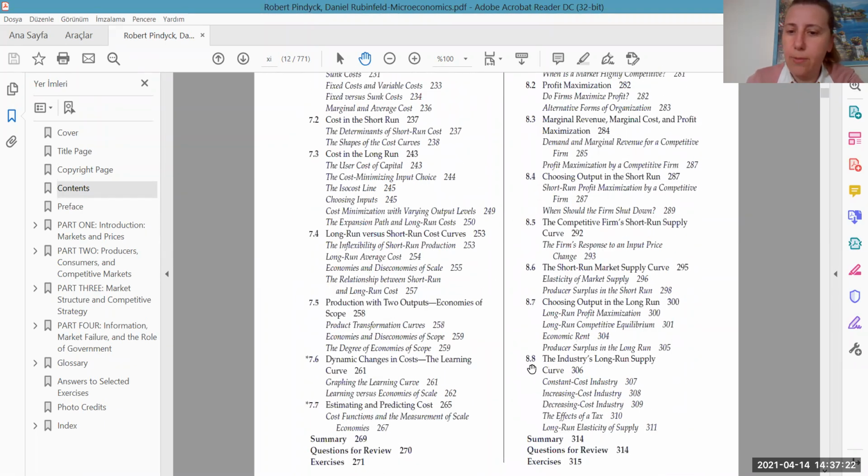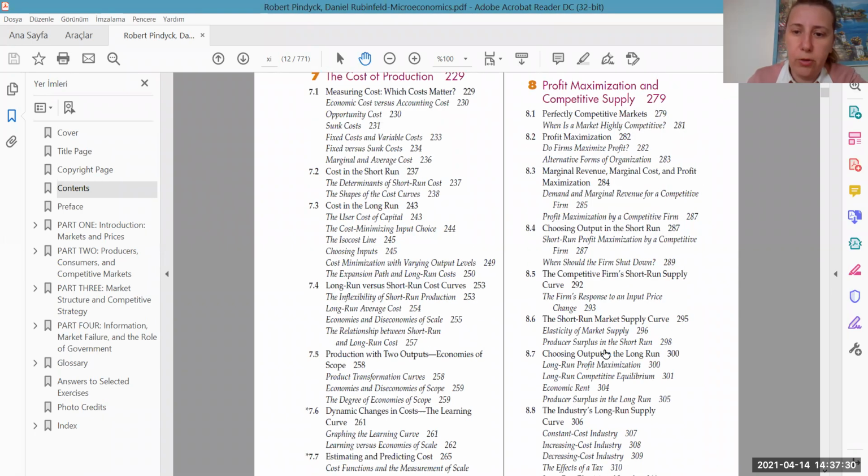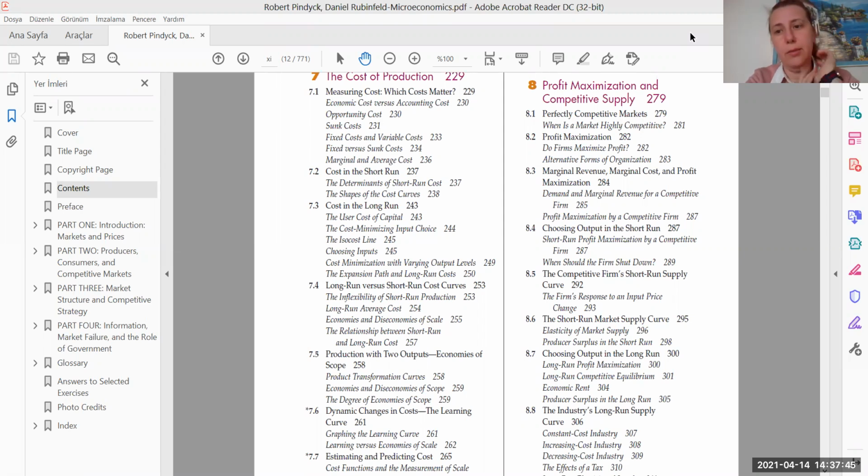You are not responsible from the industry's long run supply function. For chapter 7, we made all of them, so you are responsible. For chapter 8, only 8.8 is skipped, so you are not responsible. You will have a multiple choice questions, but I tried to prepare some problems within the multiple choice, maybe one problem, and again, in multiple choice format, you will solve the problem. I tried to do my best not to miss the problem section parts in the examination.